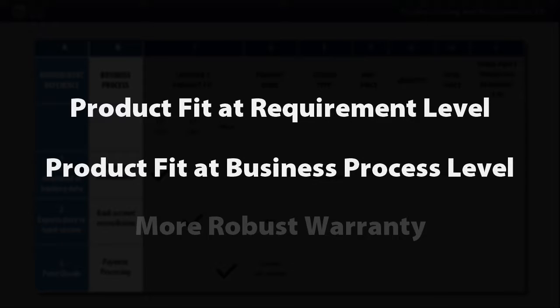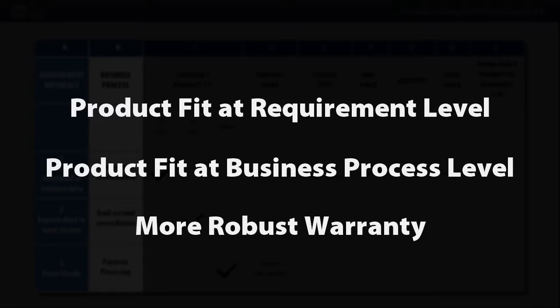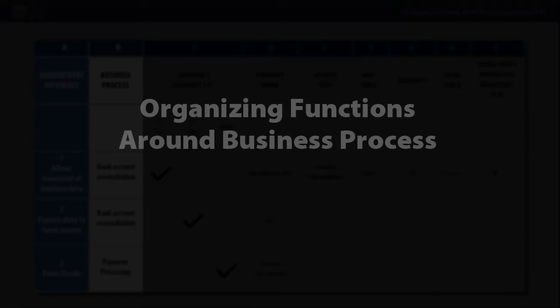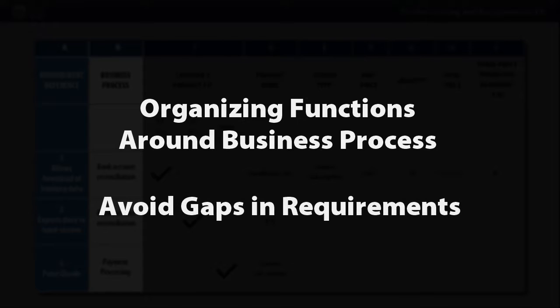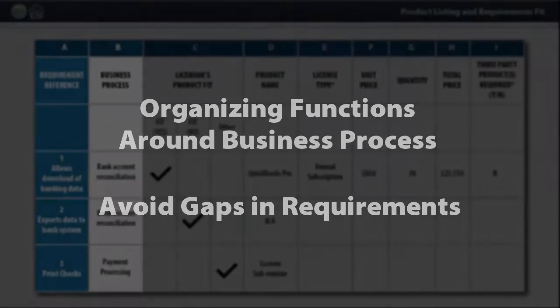It also enables you to ask for a warranty from the publisher that their product meets your requirements and can perform all of the functions necessary to complete a particular business process. Since buyers are typically not skilled in defining the detailed requirements of a software solution and may miss some key functions, organizing the functions around business processes helps avoid gaps in requirements. The burden can then be placed on the publisher to represent that their product can perform the full functions of all the listed business processes.